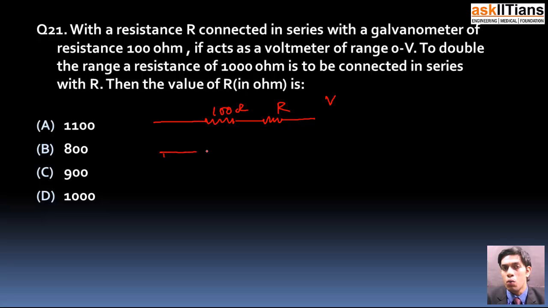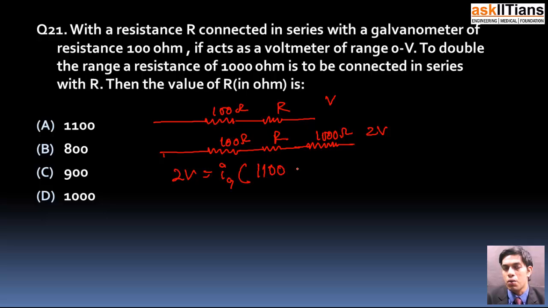Now I want to convert it into a new voltmeter. For that, I have the 100 ohm of the galvanometer and the resistance R, and I am also attaching an extra 1000 ohm such that this becomes a voltmeter which can measure up to 2V. So 2V is equal to Ig, the current inside the galvanometer, times 1100 plus R, and V is equal to the same current which flows through the galvanometer, times R plus 100. If I take the ratio of these two, then 2 is equal to 1100 plus R divided by 100 plus R.